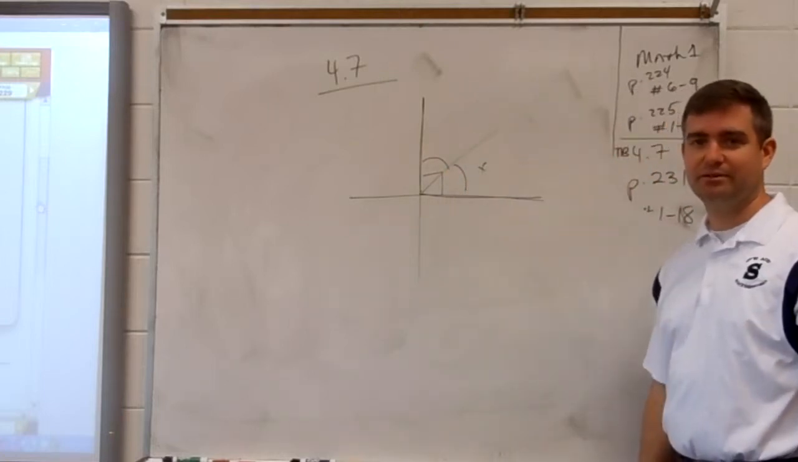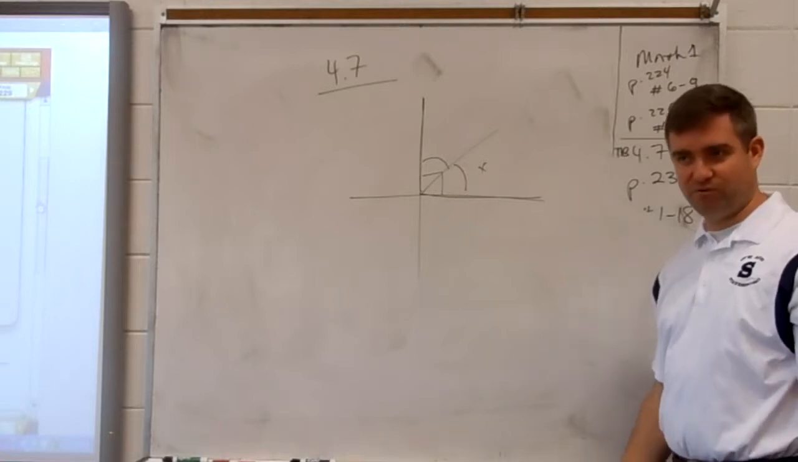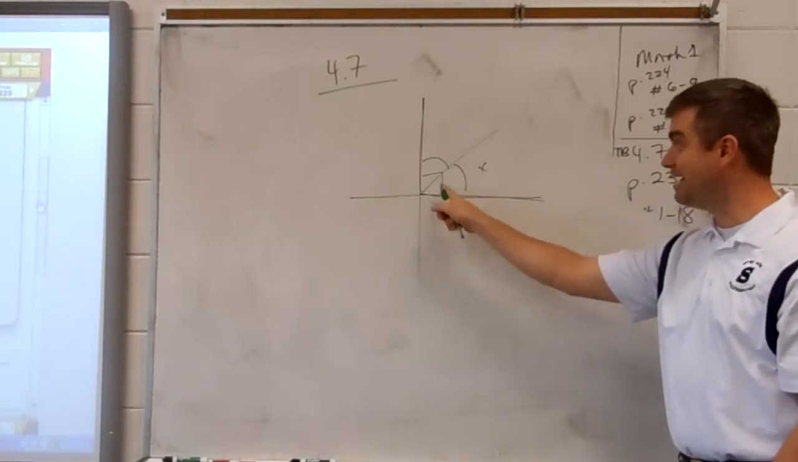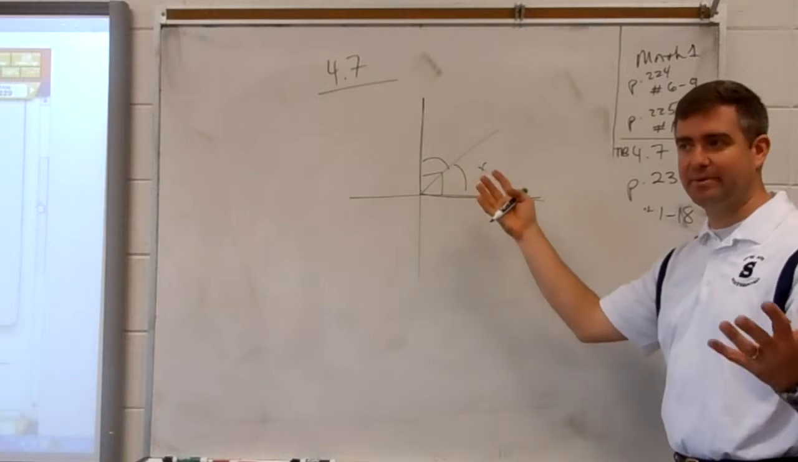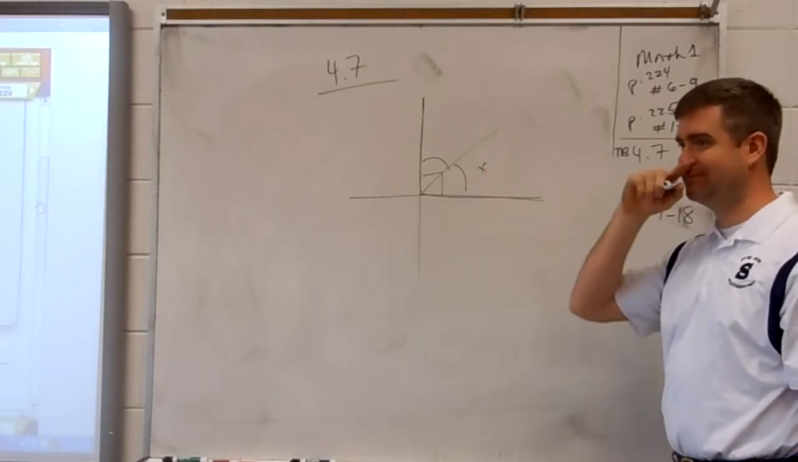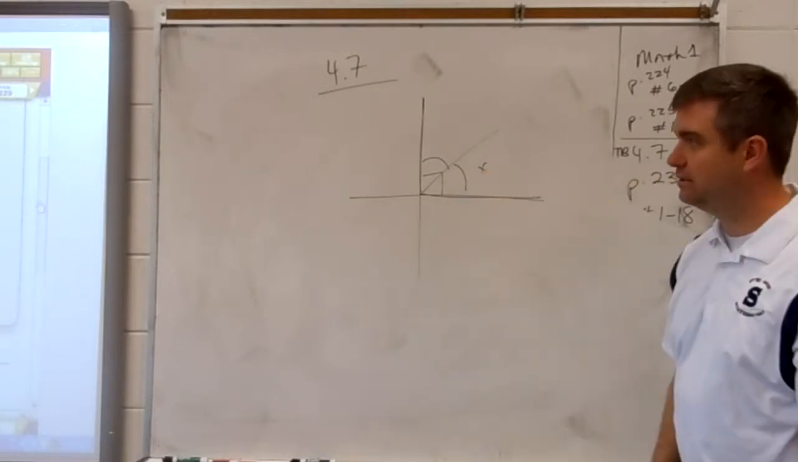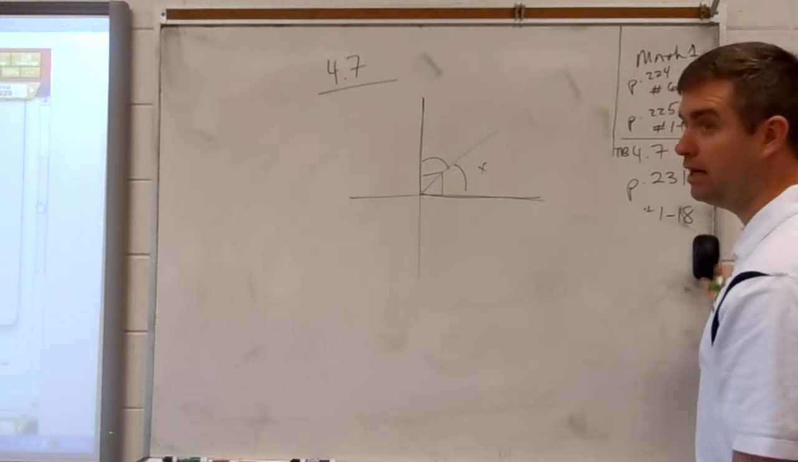Sorry, got to put x up there. What does x equal now? 45. Two angles are congruent, and they add up to 90 degrees. What do they got to be? 45 and 45. Okay? Questions? All right, we got a couple more.